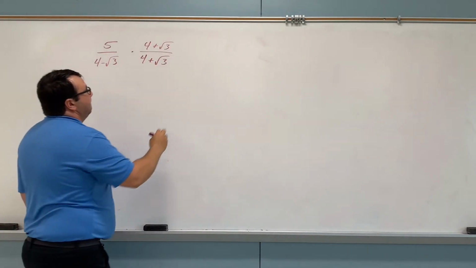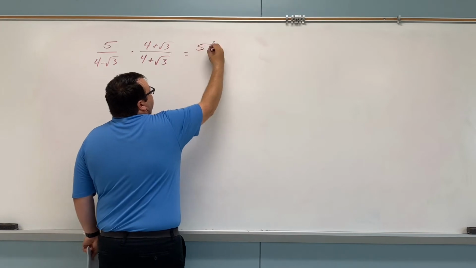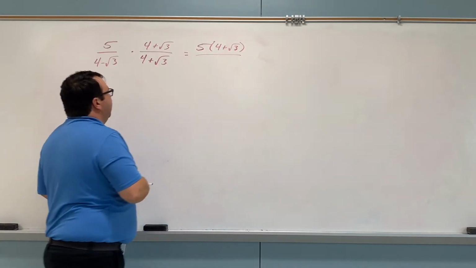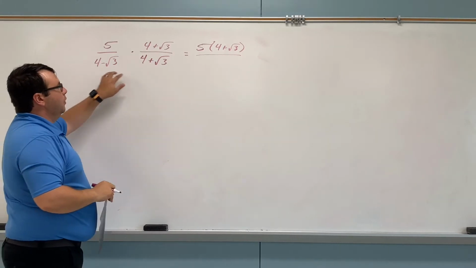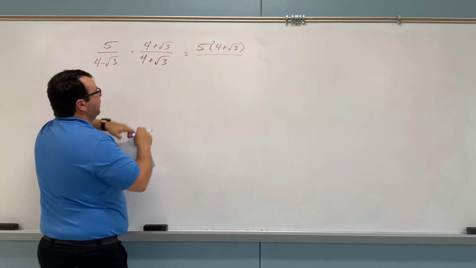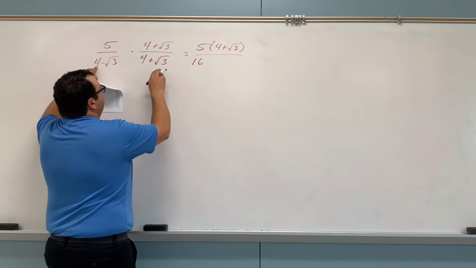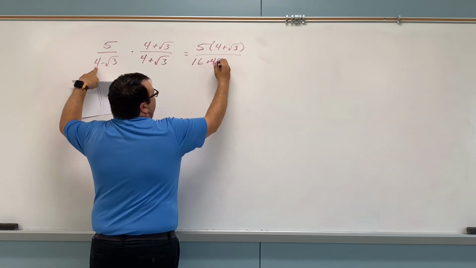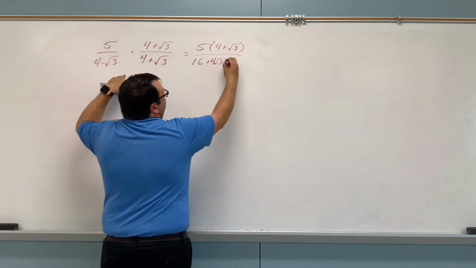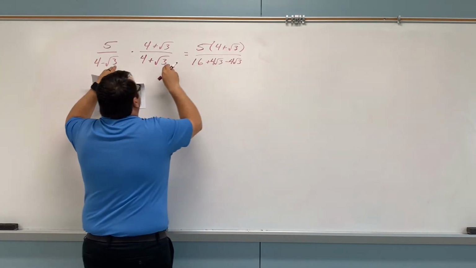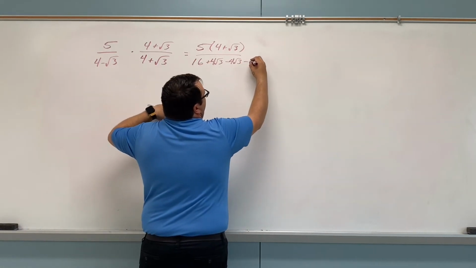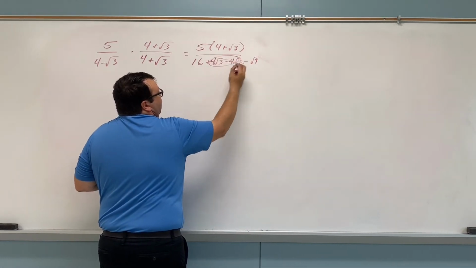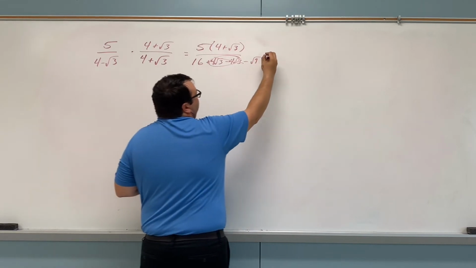And here's why. We'll come back to the top, so I'm just going to write it up here. The denominator here, once we multiply, that's 4 times 4 is 16. 4 times this radical 3 is positive 4 radical 3. This is negative 4 radical 3. This is negative square root of 9. These middle terms cancel. Square root of 9 is a perfect square, so you can take that out.